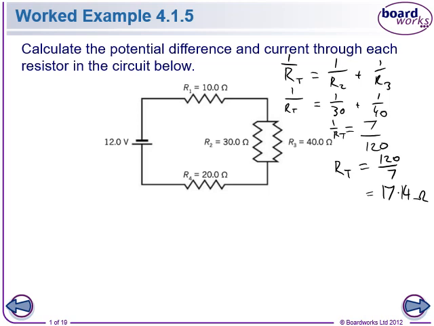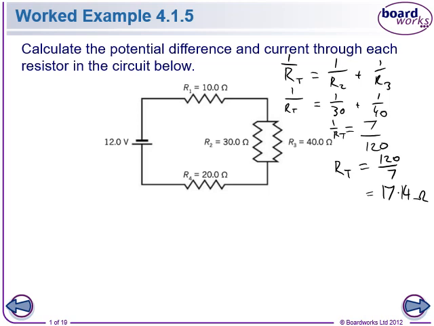Now, does this pass the common sense test? Yes, why? Good. It is less than either of these, which it should be in parallel. Good. All right. So 17.14 ohms is there. Now, we could replace these two resistors with a 17.14 ohm resistor.